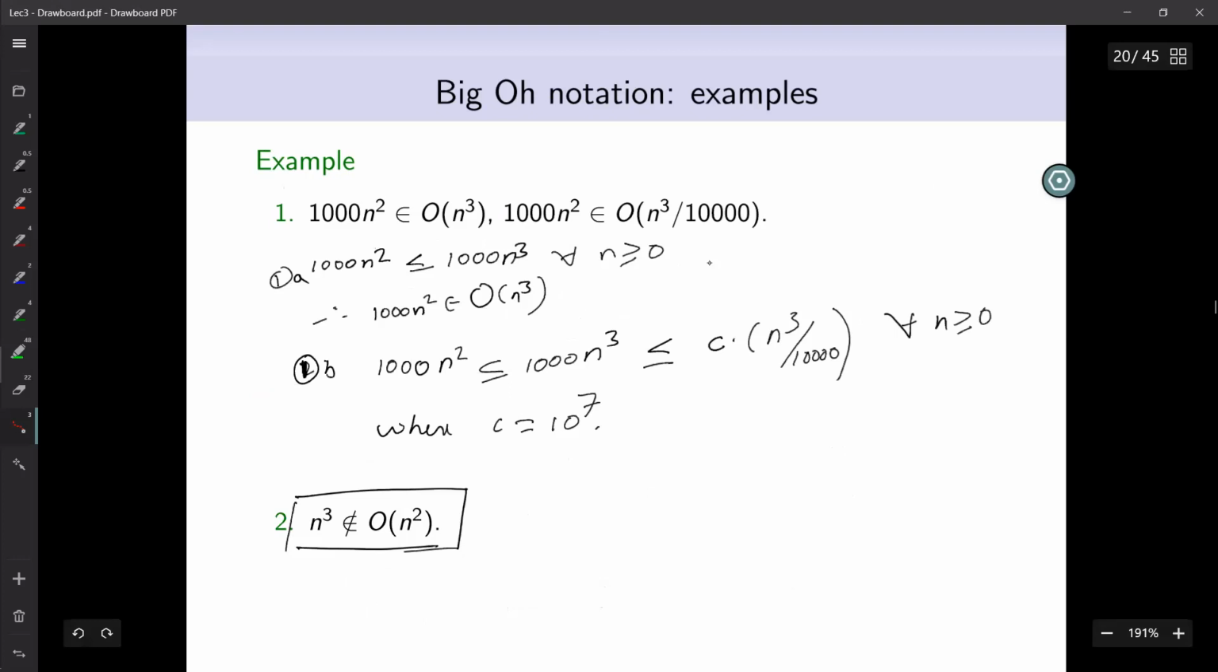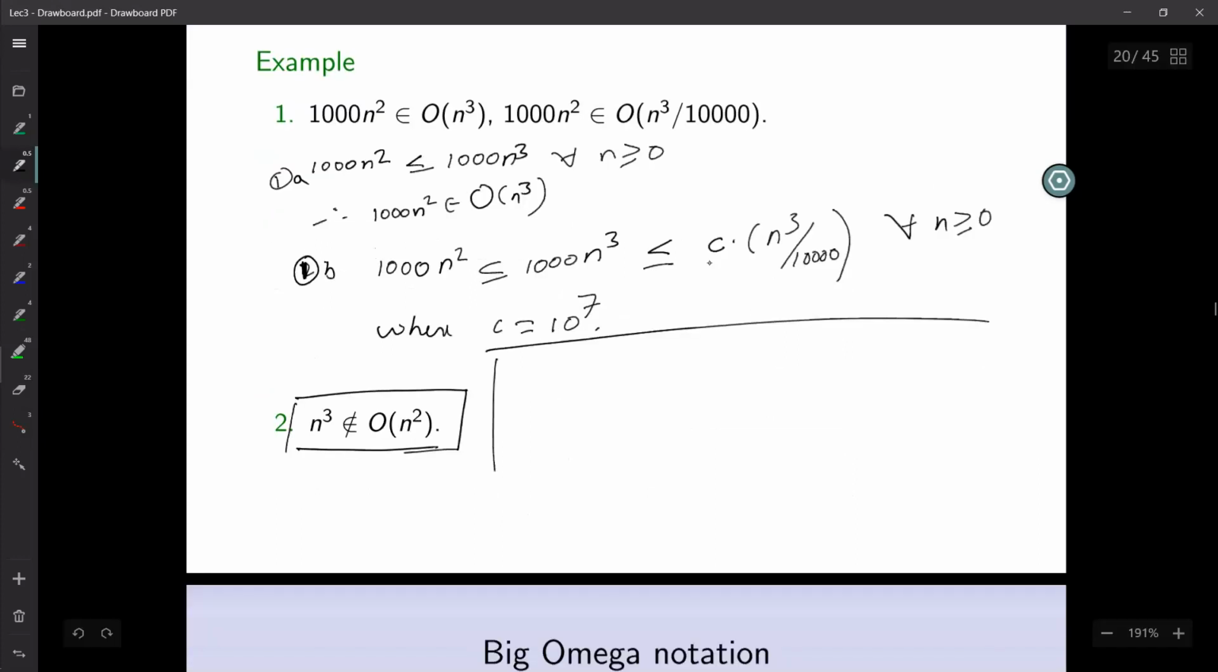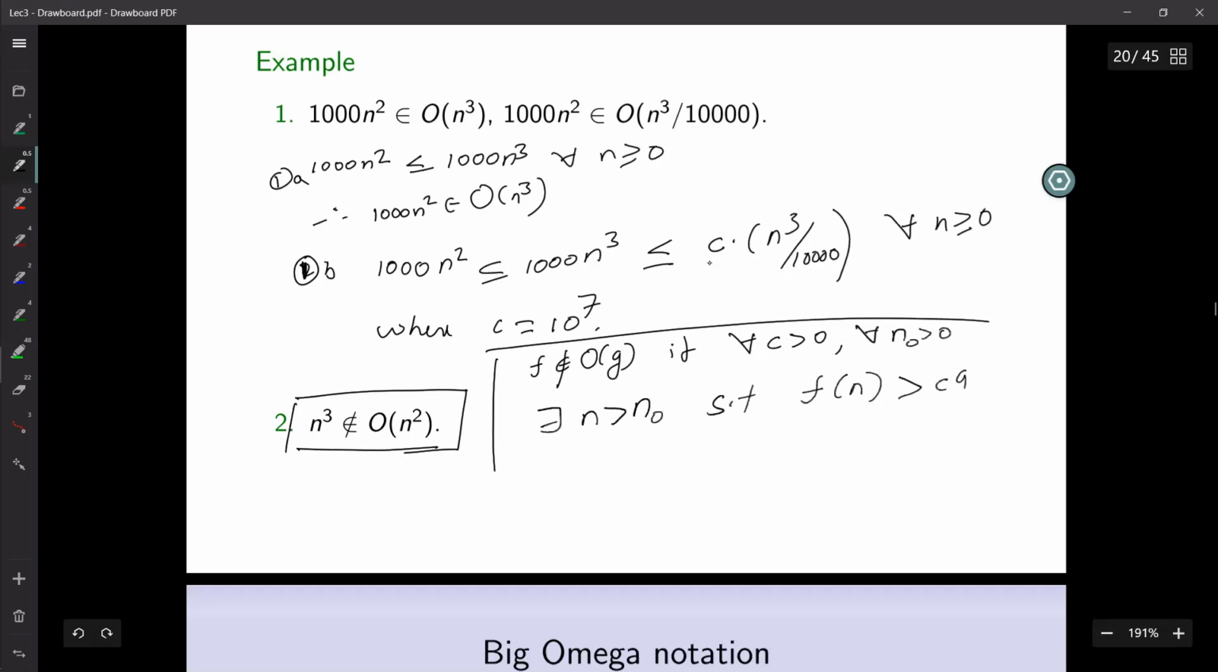F is not in order of g if, so how do I write this? For every constant c, for every n0, there exists an n greater than n0 such that f of n is greater than c times g of n. This is a negation of this statement. I'll just highlight this.